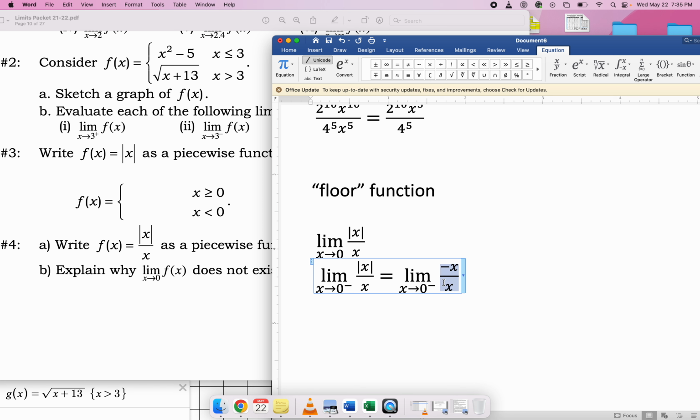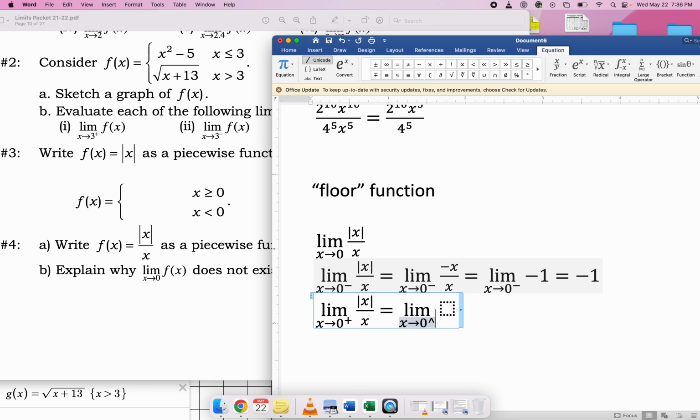And now that I've analyzed the absolute value function, I can cancel these x's, right? I can actually simplify this, so I get limit as x approaches 0 from the left of just -1, which is, of course, -1. On the other hand, if I take the limit as x approaches 0 from the right of this function, well, in this case, because x is approaching 0 from the right, that means that x is a positive number, which means that the absolute value of x is just x, and so this expression simplifies to simply 1. And so the right-hand limit is just 1.